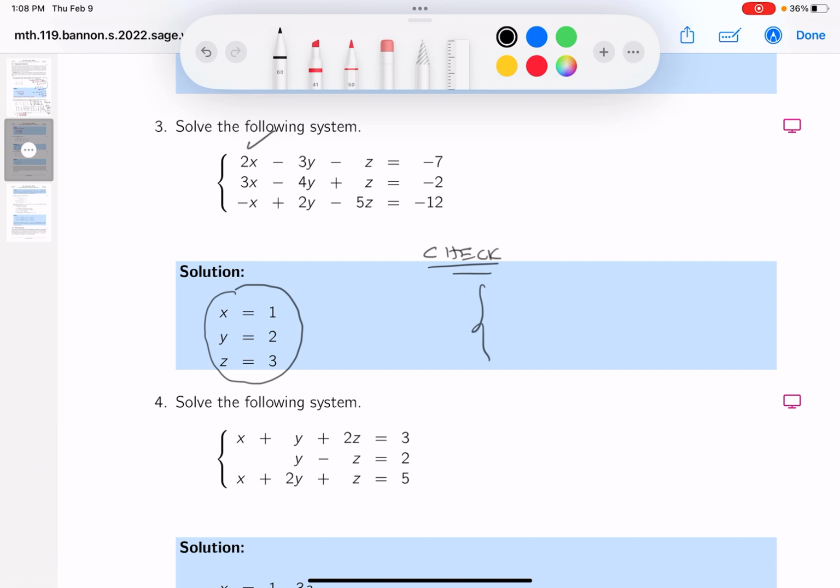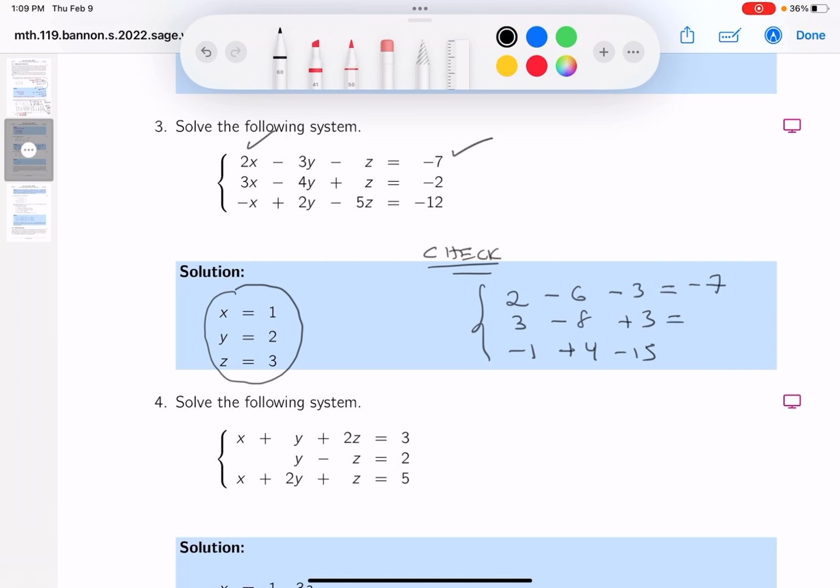I like to do columns, by the way. And if x is 1, what would I get? 2, 3, minus 1. And if y is 2, what would I get? Minus 6, minus 8, plus, again, y is 2, 4. And if z is 3, what do you get? Minus 3, plus 3, and let's see, 5 times 3 is 15, right? Let's just do our arithmetic. And that's going to be 2 minus 6 minus 3. Well, that's minus 9 plus 2, which is minus 7.